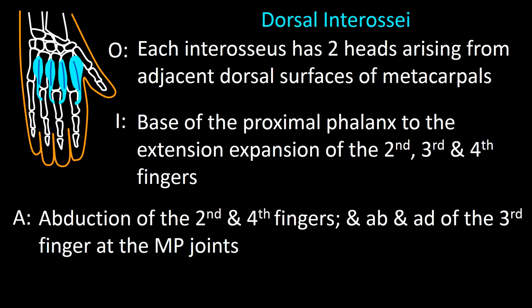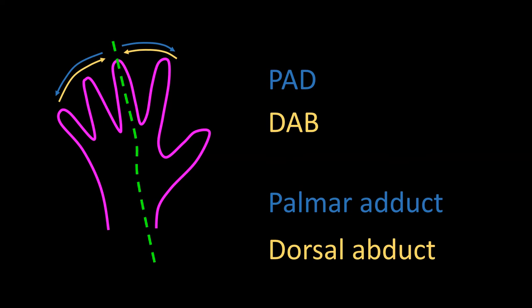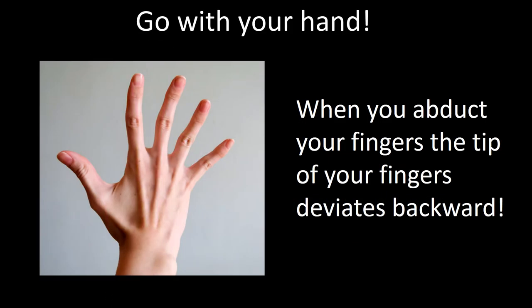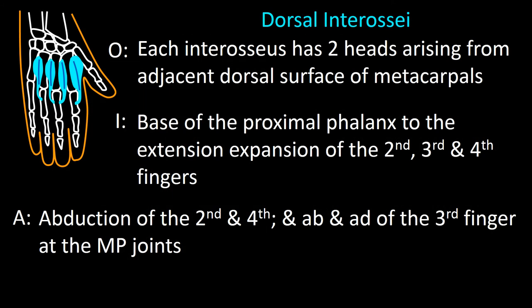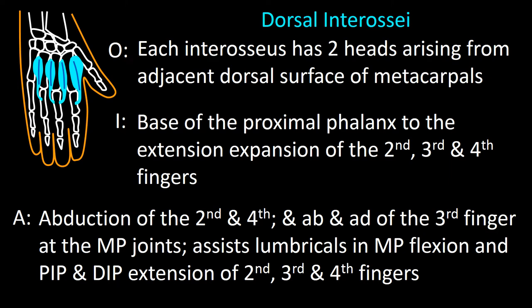Their actions are abduction of the second and fourth fingers and abduction and adduction of the third finger at the MP joints. This drawing that you saw before for palmar interossei obviously also works for dorsal interossei. But still, I like the logic of the finger deviation when using the dorsal interossei: the tip of the fingers goes dorsally, as you can see in this frame. And that, to me, is easier to remember, that the dorsal interossei abduct the fingers. In addition, the dorsal interossei assist the lumbricals.